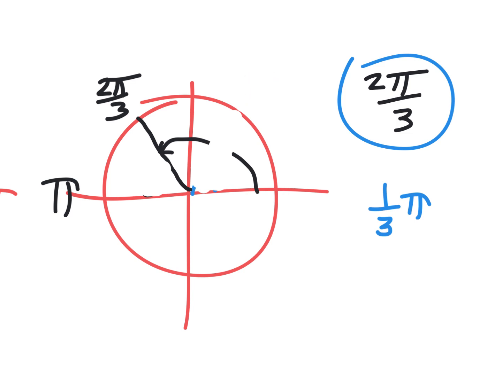Okay, so there's 2 pi over 3. Now, I taught you how to make a reference triangle. Everybody do that. Make the classic right triangle out of that line. That line is the hypotenuse of the triangle.